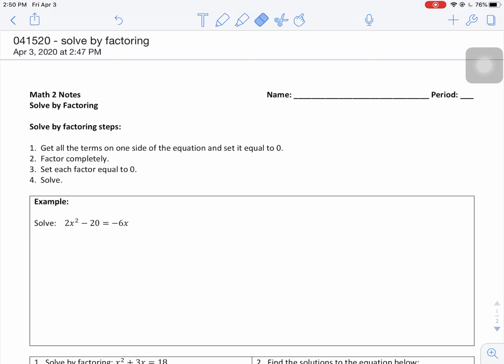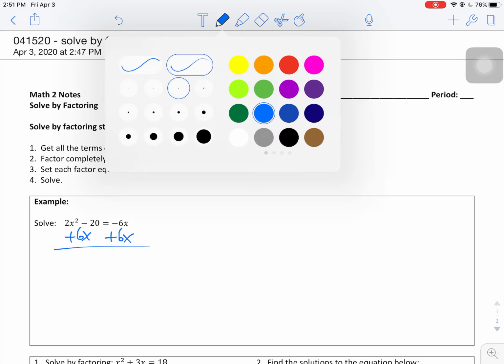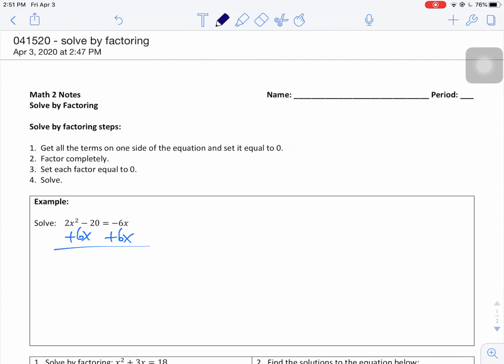Step 4. Solve. For our example, since everything is not on one side equals to 0, we need to add 6x to both sides of the equation. When we write our equation on the left side, we want to write it in descending order of the variable. So we want the largest exponent first, and then the next largest exponent, and then the constant. So 2x squared plus 6x minus 20 equals 0.